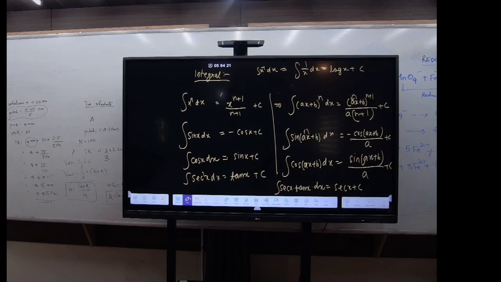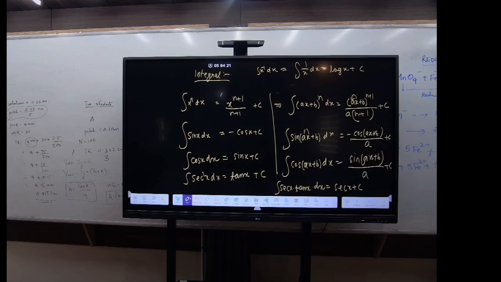See the question number 1, 2006. Don't get scared by looking at the question. If you notice the numerator, what is the numerator given? x cube plus 3x square plus 3x plus 1. This is nothing but the formula of x plus 1 whole cube.